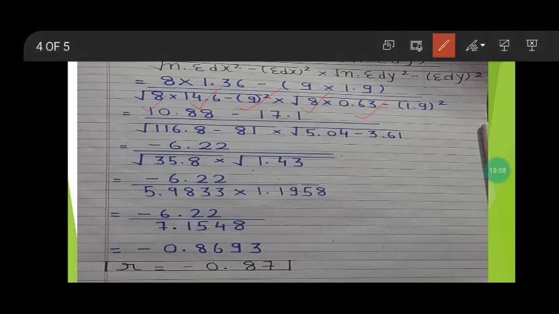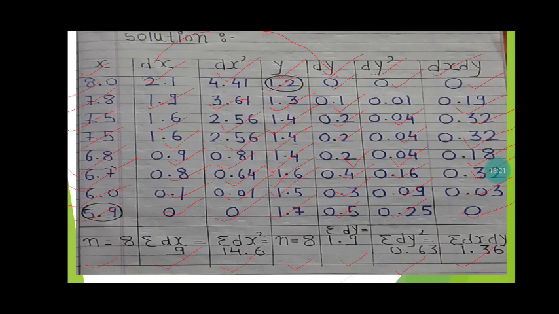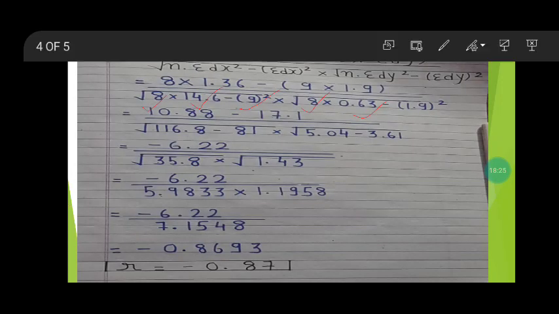Then we have to write the value of summation dy whole square. For this we have to see the value of summation dy in the preparation chart. Here you can see that it's 1.9. So here we will write 1.9 whole square that we have written here.